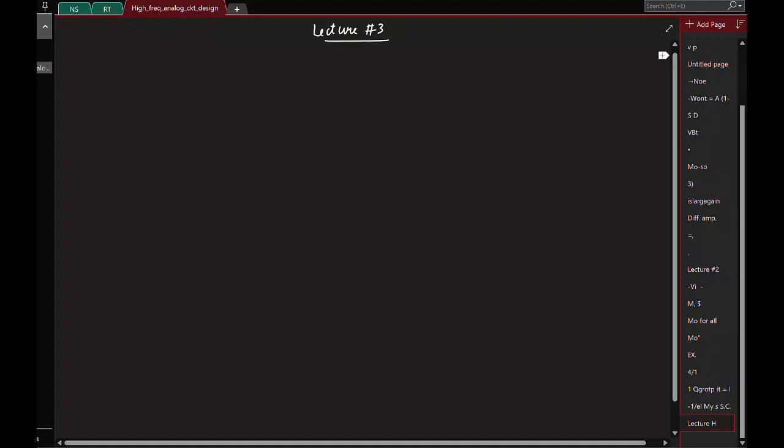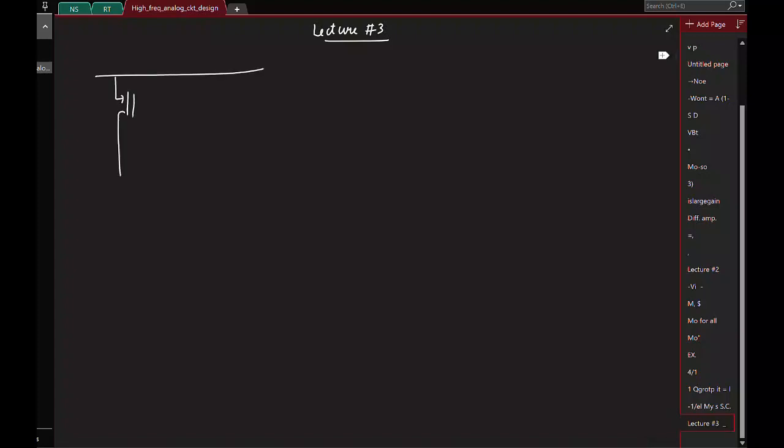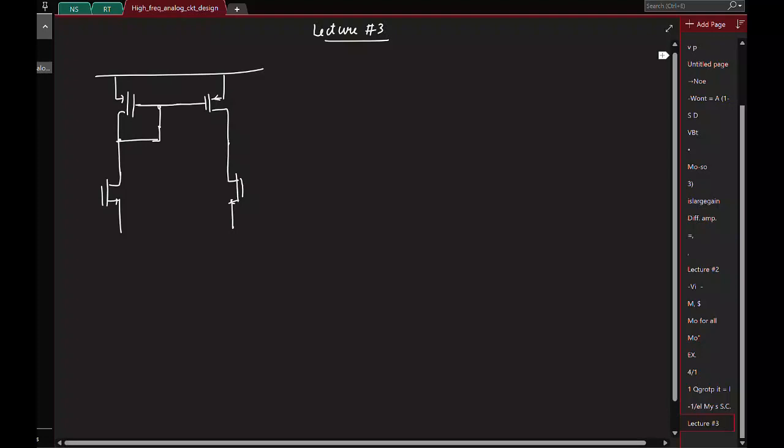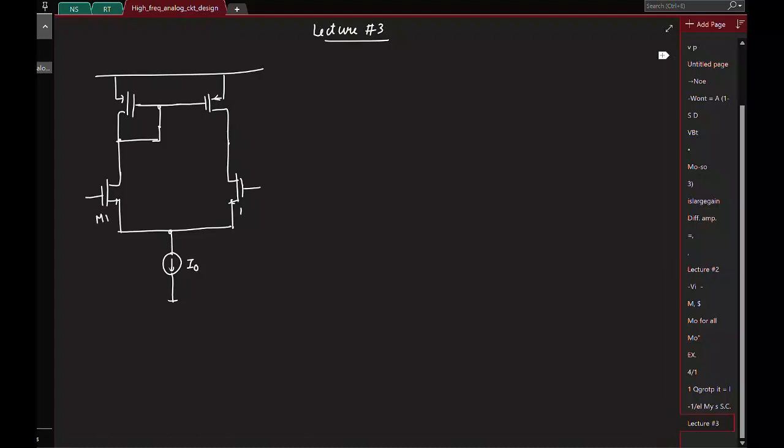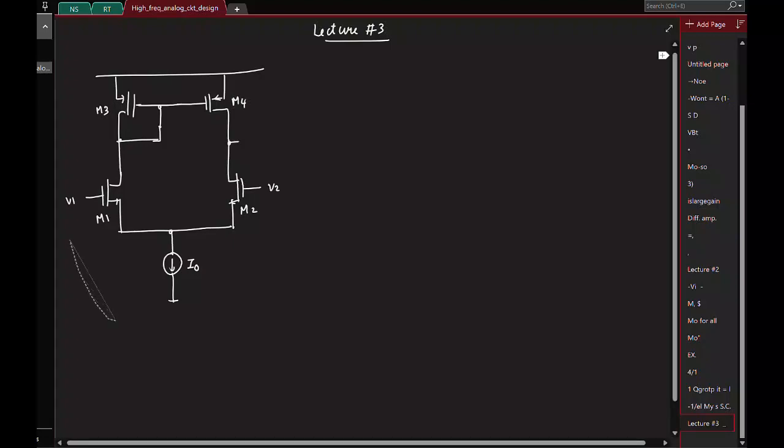Okay, so in the last class we were looking at this differential amplifier where we had a current mirror, a PMOS current mirror, added at the load side. And I label the transistors this way. So let me copy paste this and keep it.